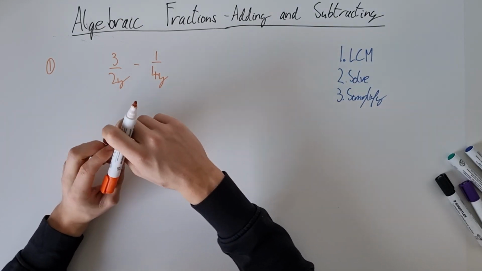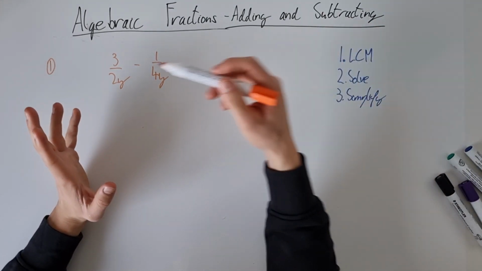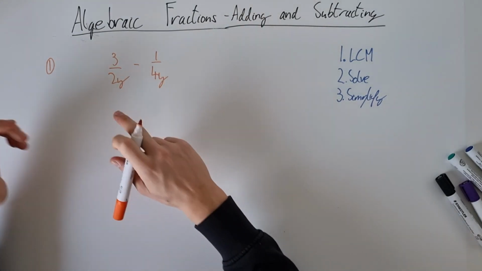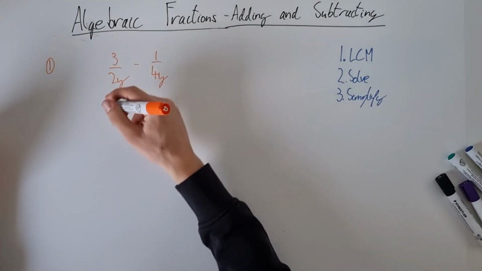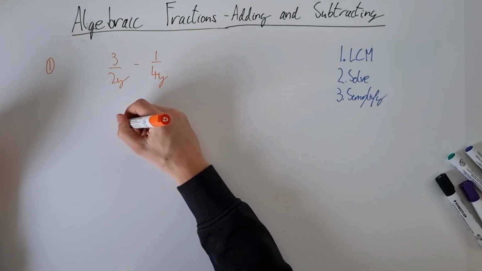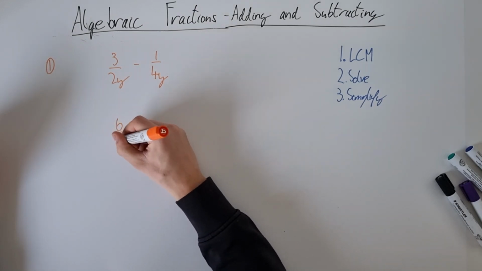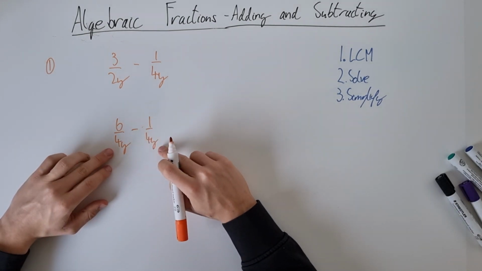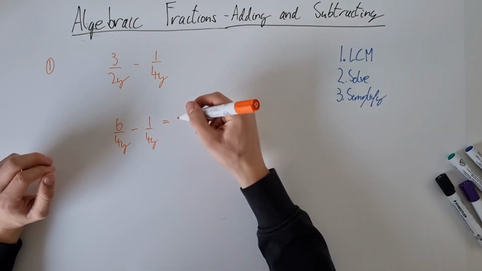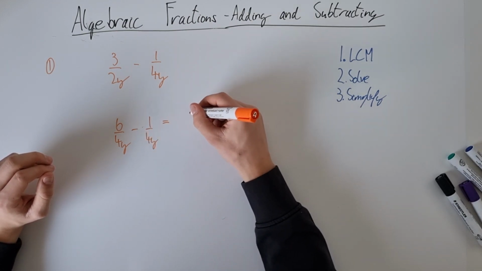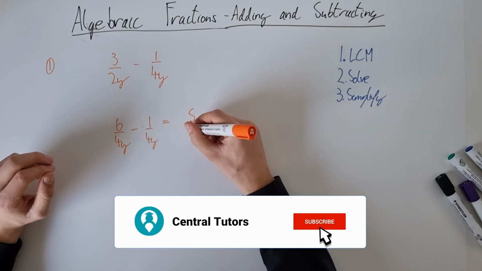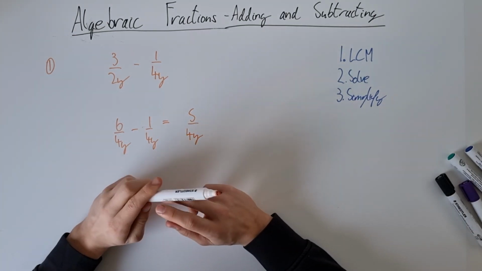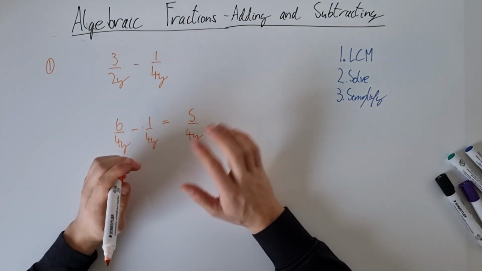So to achieve this lowest common multiple on the bottom, we're going to have to multiply our fraction on the left, as we did in the last example. So multiplying our fraction on the left, we're going to multiply it by 2. And remember to do both the top and the bottom. So this is going to be 6 over 4y minus 1 over 4y. And now that we have the same denominator, we can solve this. 6 minus 1 is just going to be 5, and then as we know, the denominator stays the same, over 4y. So now we have our answer, just 5 over 4y.